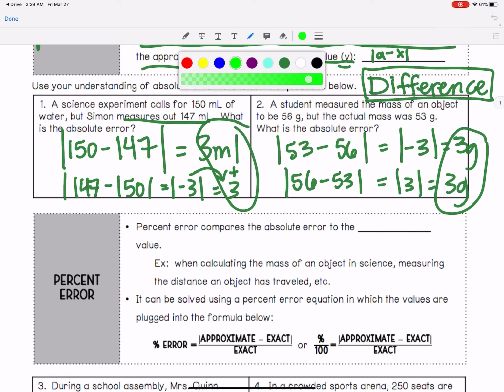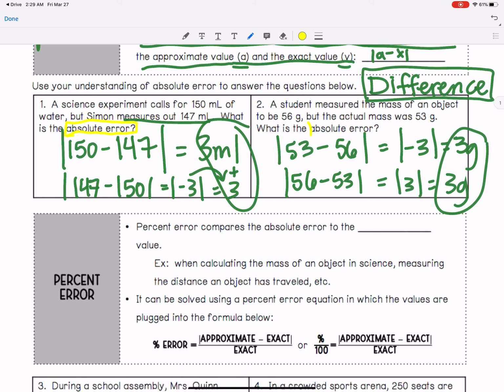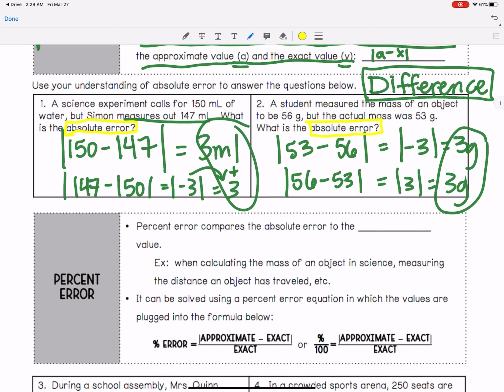Let's use a different color. So, like I said earlier, anytime they're asking about absolute error, you just find the difference between the two numbers. That should be pretty simple. Normally we like to make things harder than it is, but it's not too hard.